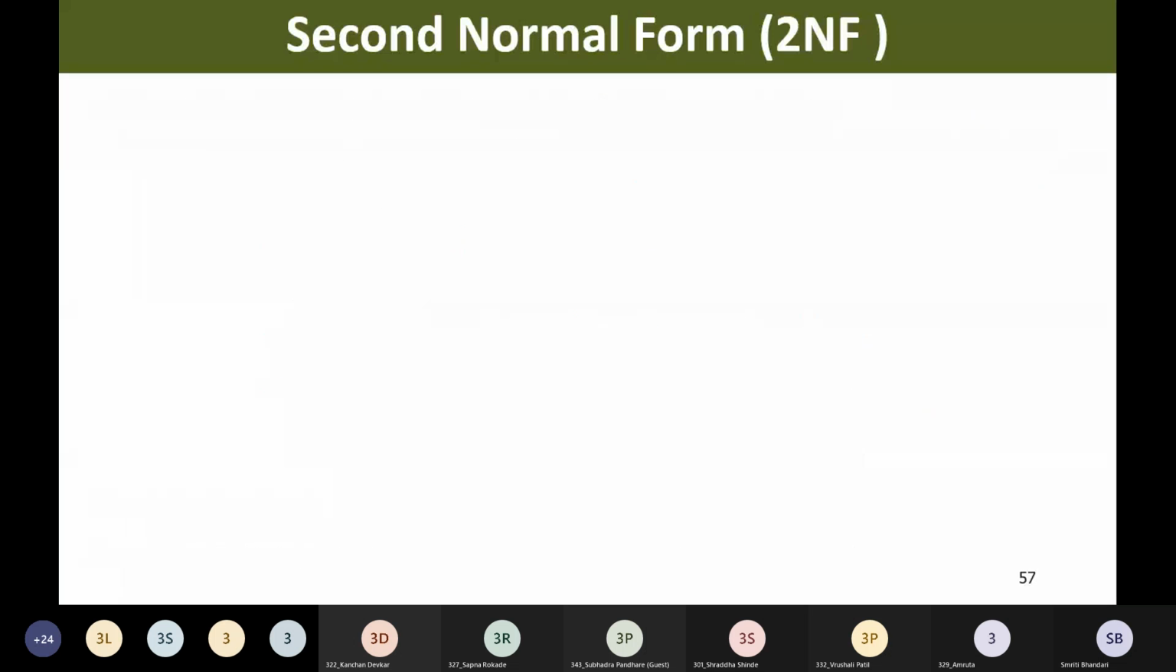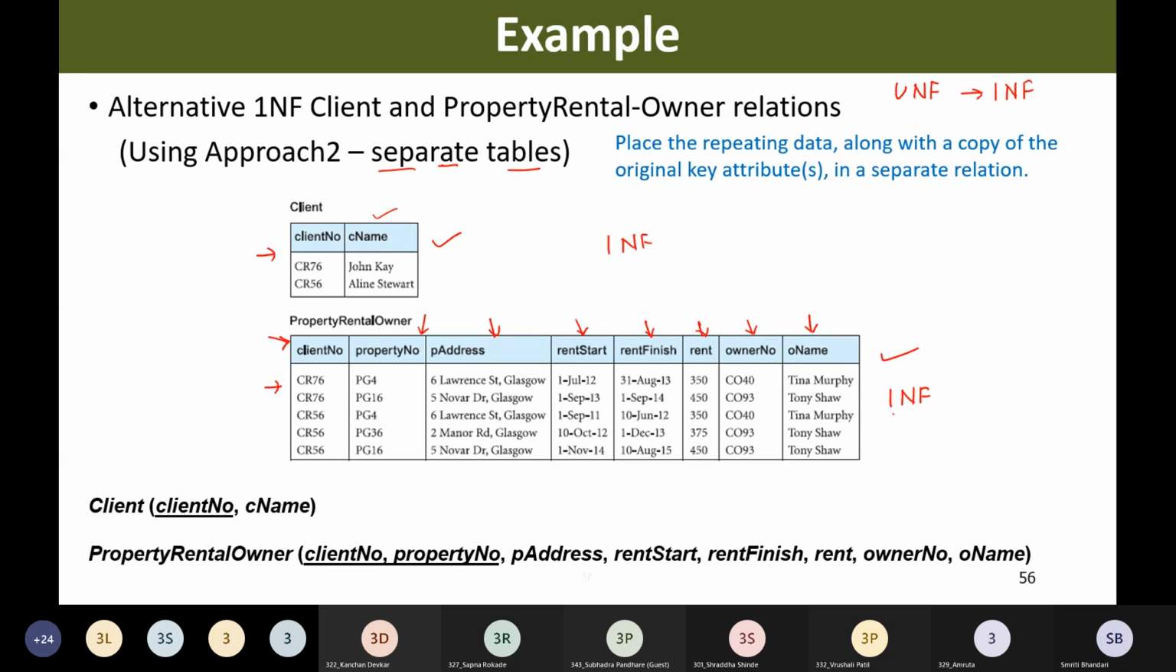Yes, ma'am. So I'm simply introducing second normal form and then we'll conclude. So now, if we have the relations in 1NF, we may still find that there are several partial dependencies. And if we have partial dependencies, we need to remove those partial dependencies and we come up with the second normal form.